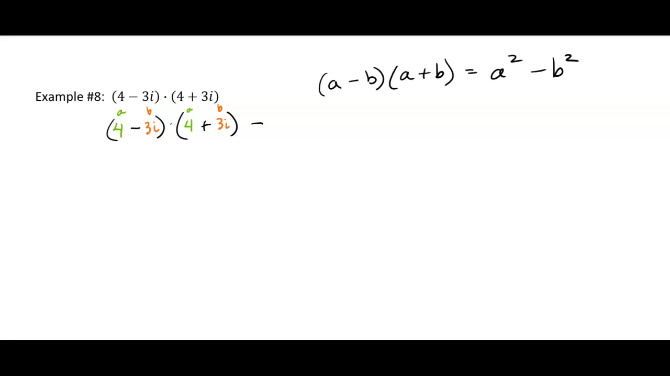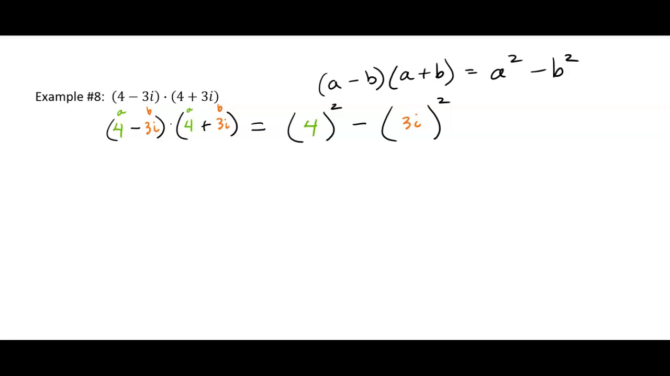So what we're going to do is say that this equals a squared, so whatever a is, we have to square it, minus whatever b is, we have to square that. So in our case, a is 4, and our b is 3i. So that's how it fits in the formula. You know what a and b are, they're conjugate pairs, so they're following that form, a minus b times a plus b. And so we just have to square the a minus square the b.